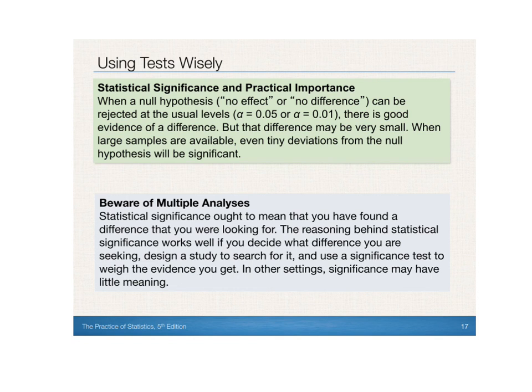Statistical significance ought to mean that you have found a difference that you were looking for. The reasoning behind statistical significance works well if you decide what difference you are seeking, design a study to search for it, and use a significance test to weigh the evidence you get. In other settings, significance tests may have little meaning. So it really is kind of, significance tests really follow the scientific method. If you use them willy-nilly, they might not mean the same thing in other contexts.